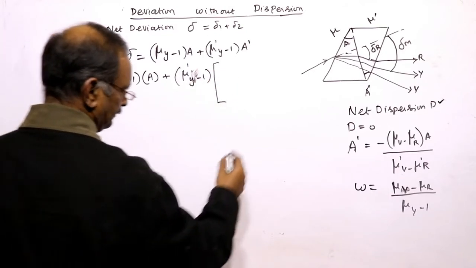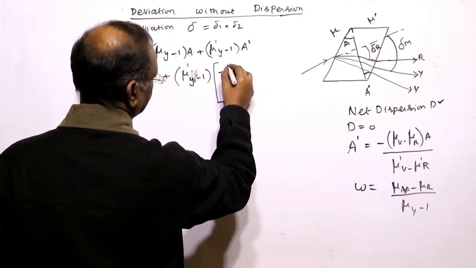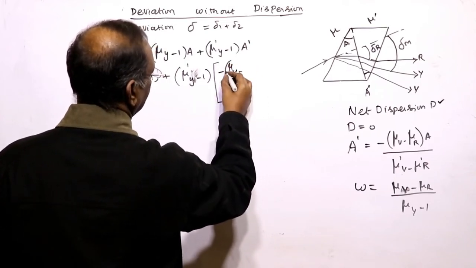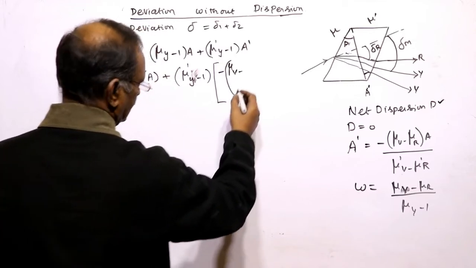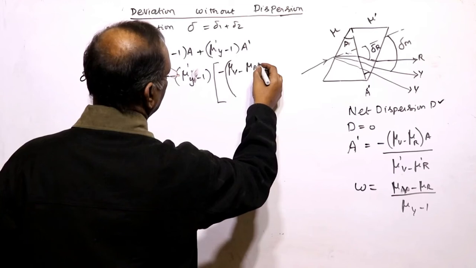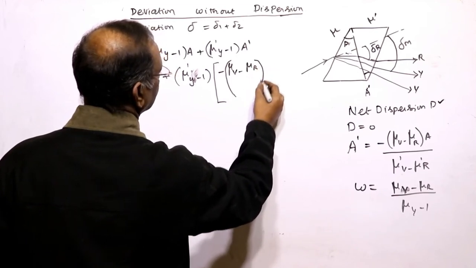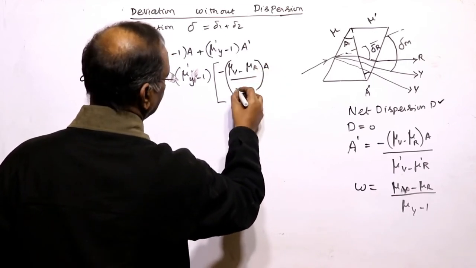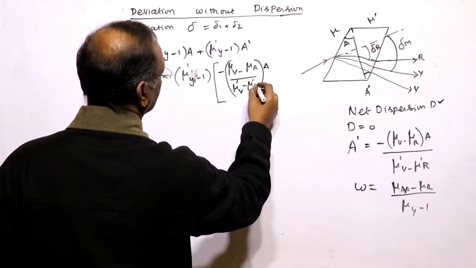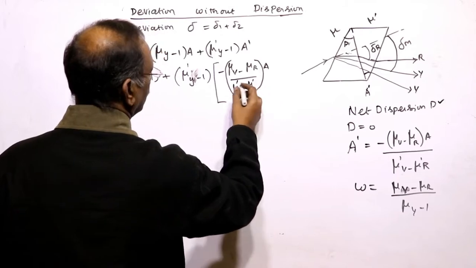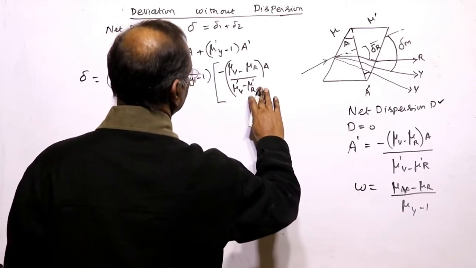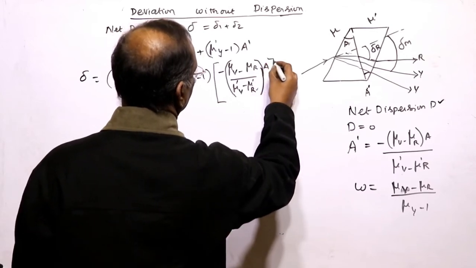A dash is equal to minus refractive index of violet minus refractive index of red, multiplied by A, divided by refractive index of violet minus refractive index of red for the second one, into A, and complete this one.